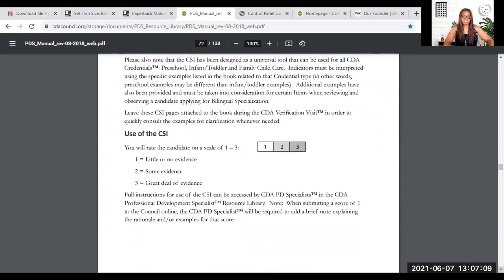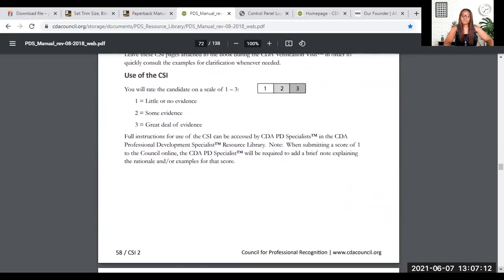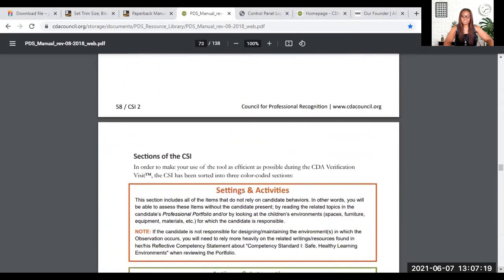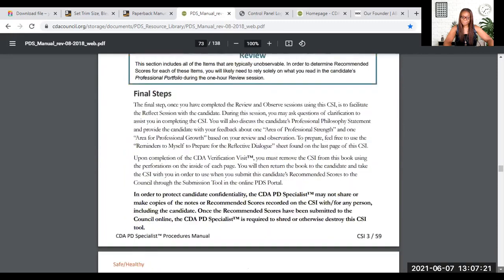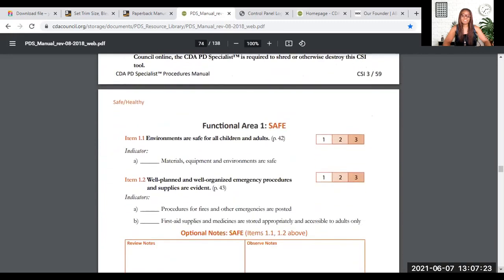So this is what your specialist sees. We give 1 for little or no evidence, 2 for some evidence, 3 for a great deal. So say as far as safety, because this is the first one that we're on. The first question is: materials, equipment, environments are safe. So say your PDS is able to observe that you have your emergency procedures posted. Those procedures need to be by each door. So make sure, just like for licensing, there are procedures at each door.